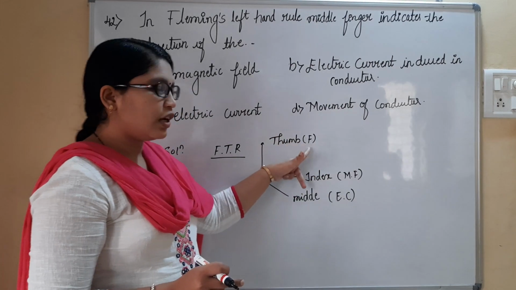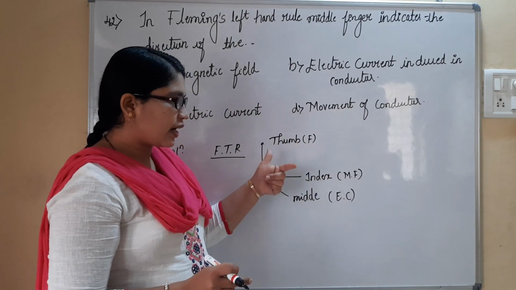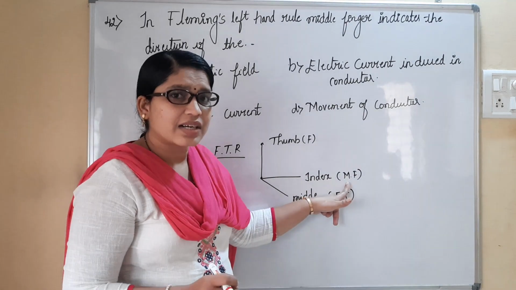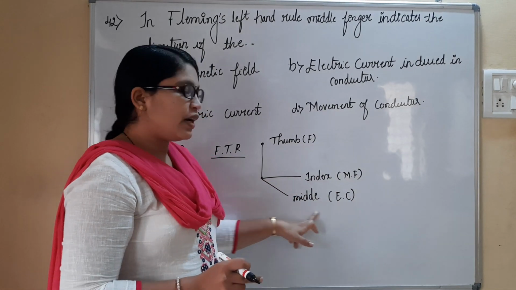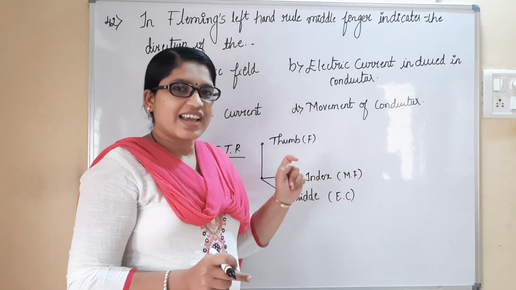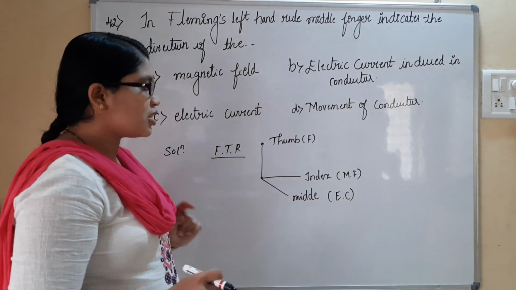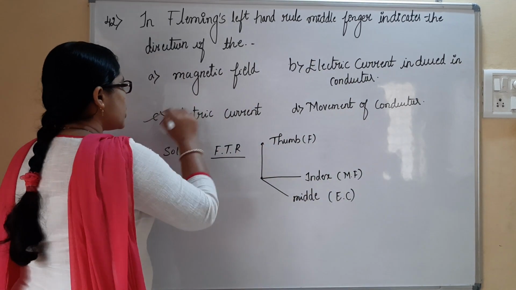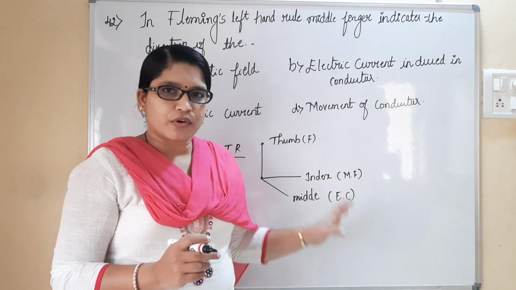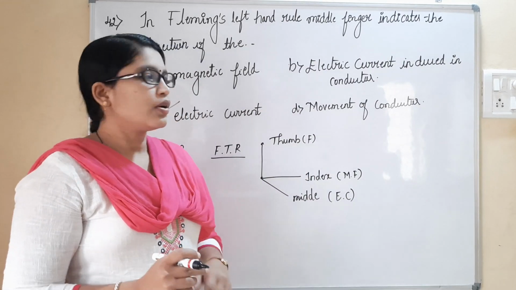So thumb is mainly for force, and then the index finger tells us the direction of the magnetic field, and then we have the middle finger. The middle finger mainly tells us regarding the electric current. So as per the question given, electric current is the correct option out of these 4. So option C is the correct option out of these 4.